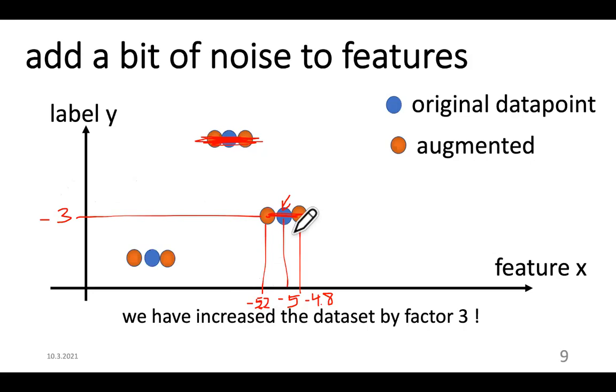I enforce this stability with respect to small perturbations in the features by augmenting the original data set by these copies. And now all of a sudden I made a new data set of size 3 times the original set. So the original data points were the blue dots, 3 of them. And now all of a sudden I have 9 data points. So I increase the data set, increase this number m, by a factor of 3.